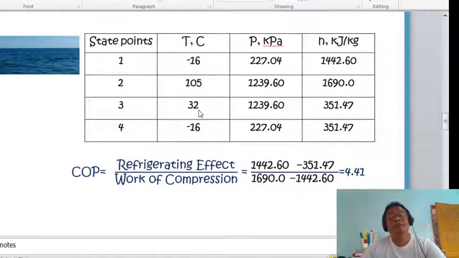Okay? So this is at the condenser temperature, rather. Okay? So the pressure again is 1239.6 and the enthalpy of the liquid is 351.47. Okay? And at state point 4, so 3 to 4 is an isenthalpic process.